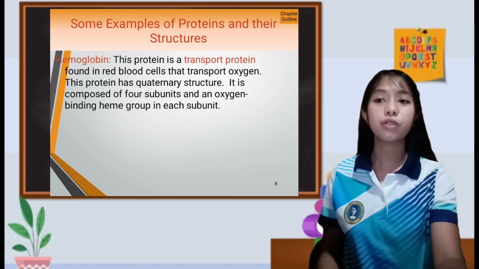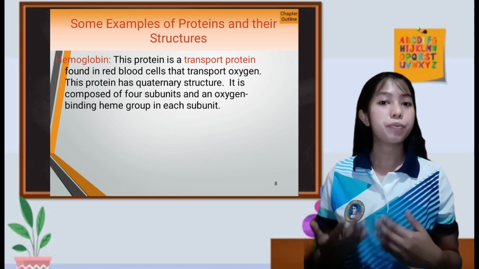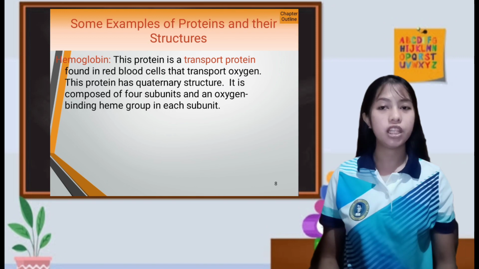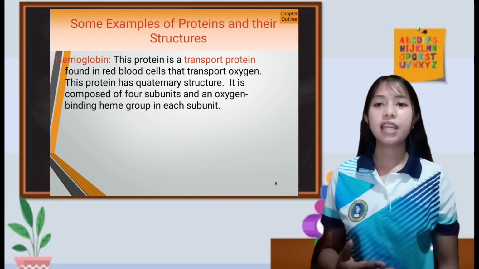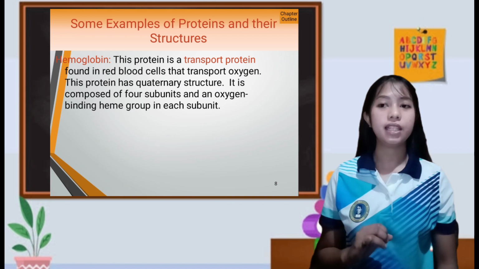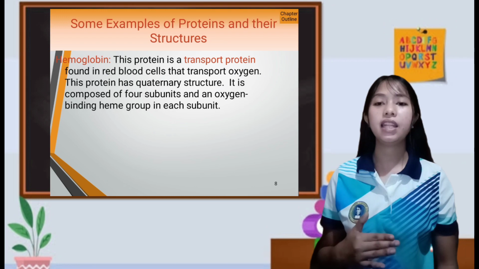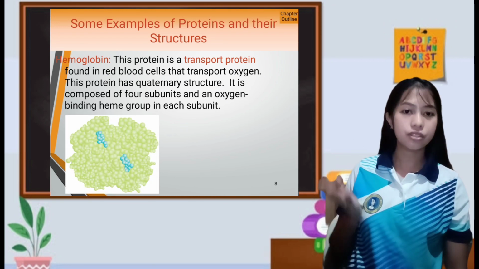Next is hemoglobin. This protein is a transport protein found in red blood cells that transports oxygen. This protein has a quaternary structure. It is composed of 4 subunits and an oxygen-binding heme group in each subunit. This is its structure.